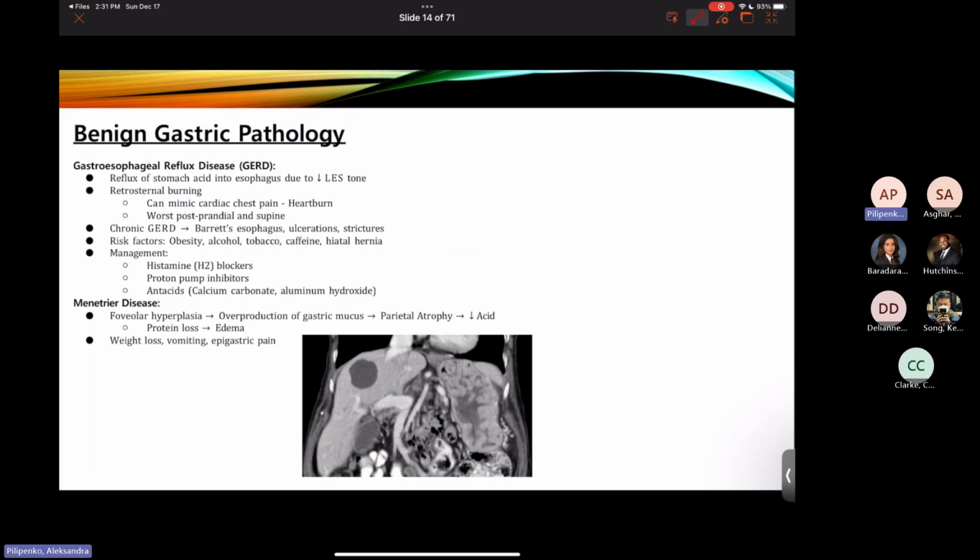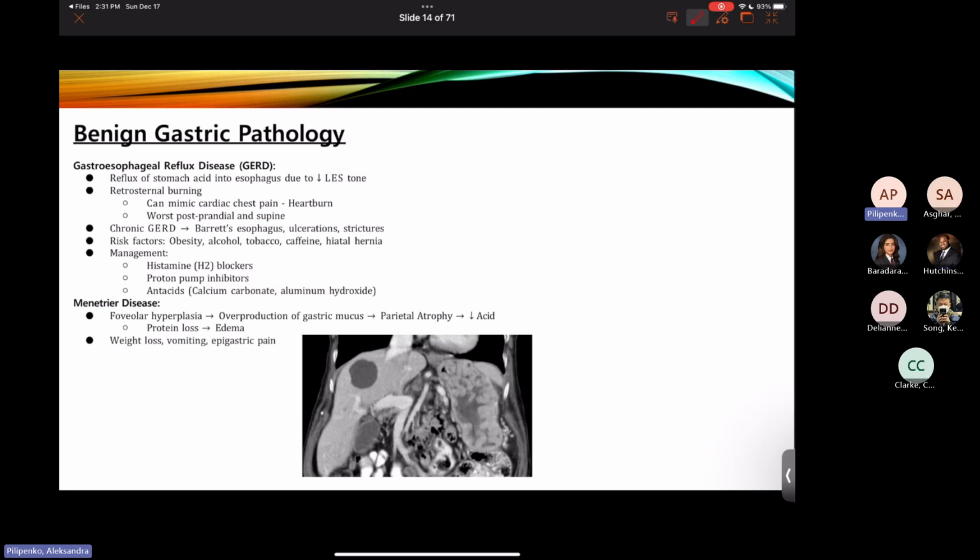Okay, for GERD, I know we talked about it in the esophagus. Just remember GERD is pretty common in the United States, so you will probably be tested a lot on GERD. So we already talked about GERD and the esophagus.